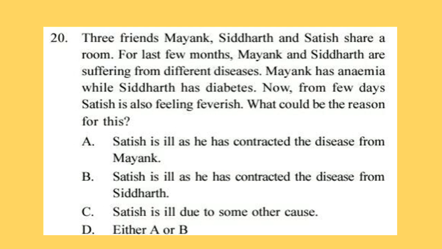Question 20. Three friends, Mayank, Siddharth and Satish share a room. For last few months, Mayank and Siddharth are suffering from different diseases. Mayank has anemia while Siddharth has diabetes. Now from few days, Satish is also feeling feverish. What could be the reason for this? A. Satish is ill as he has contracted the disease from Mayank. B. Satish is ill as he has contracted the disease from Siddharth. C. Satish is ill due to some other cause. D. Either A or B. Write down your answer.